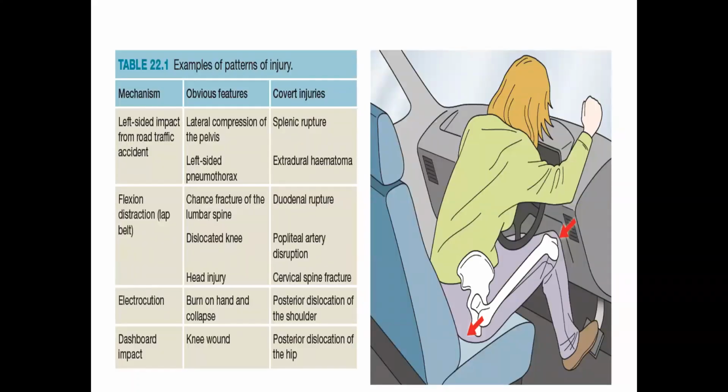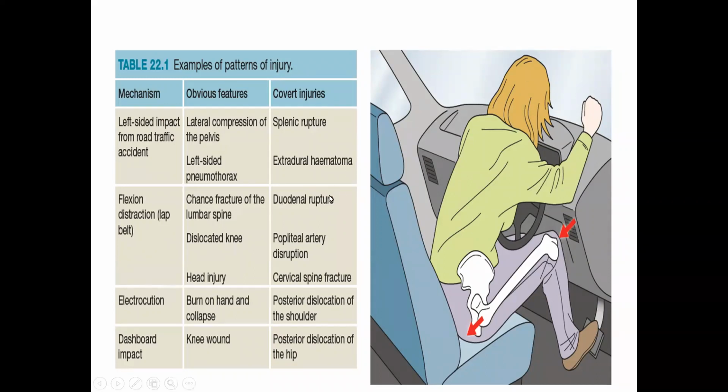So as I said, for the pattern of injury, we'll be dealing with the mechanism of injury first. If there is a lap belt injury, the lap belt injury can cause chance fracture of the lumbar spine, dislocated knee. So these are all the obvious features or the direct impact, whereas the indirect impact, because of the fractured lumbar spine or because of the shearing force, the duodenum can get ruptured. So this should be running at the back of our minds before we embark on the management of lumbar spine fracture alone. So this should be ruled out.